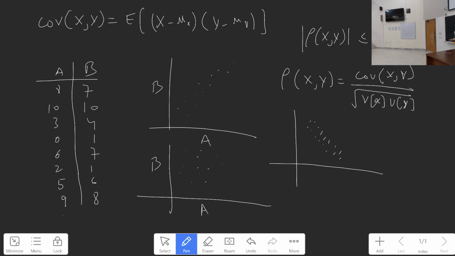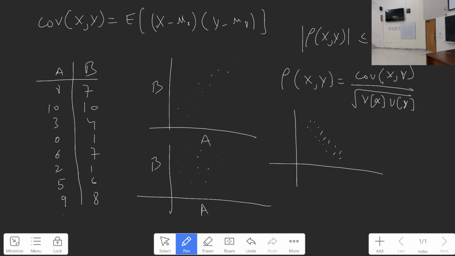Correlation lies between -1 and 1, and this helps us decide: if the correlation value comes close to 0, the statistical linear relation is low. For this case it will be almost 0, for this case it will be nearly +1, and for this case it will be nearly -1.